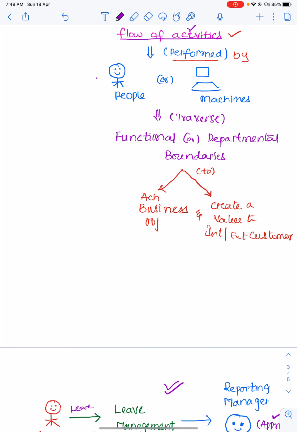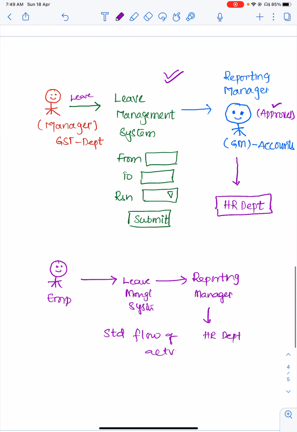Coordination will be generally performed by people and flow of activities will be taken care by machines. For example, here there is an event. There's a person who applied leave, and machines. When I say machines, the leave management system is nothing but a software. This software will be installed on a machine. Let it be a server.